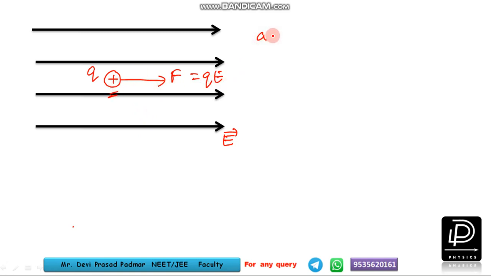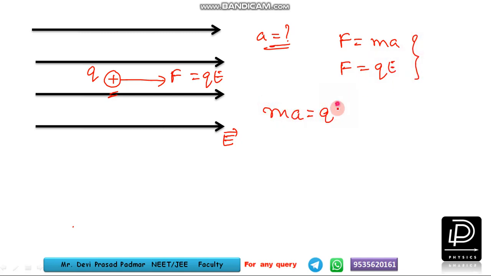So you can write the value of acceleration now, or you can find out the value of acceleration. Now what is the net force acting on this? That is QE. So in general we have force F is nothing but m into A, but here we got F equal to Q into E. So using these two, we can write m into A must be equal to Q into E.